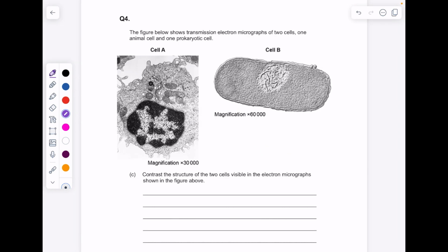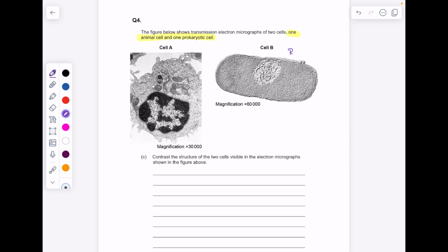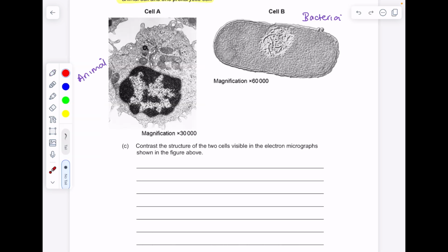The figure below shows transmission electron micrographs of 2 cells, one animal cell and one prokaryotic cell. Contrast the structure of the 2 cells visible in the electron micrographs shown in the figure above. This is obviously our bacterial cell, the prokaryote. This is my animal cell. First of all, what can we see inside our animal cell? Well, we can see a nucleus, whereas here all we can see is a nucleoid. Here are some mitochondria surrounded by double membranes. They are absent in cell B. We've got a Golgi apparatus here. Again, that's absent in B.